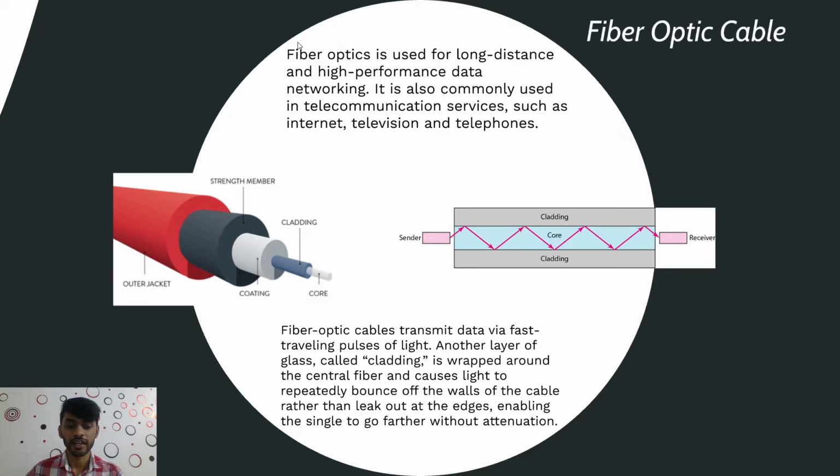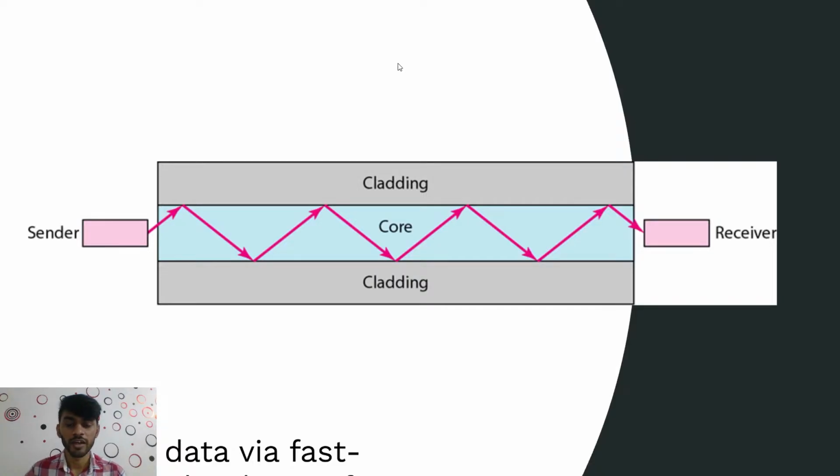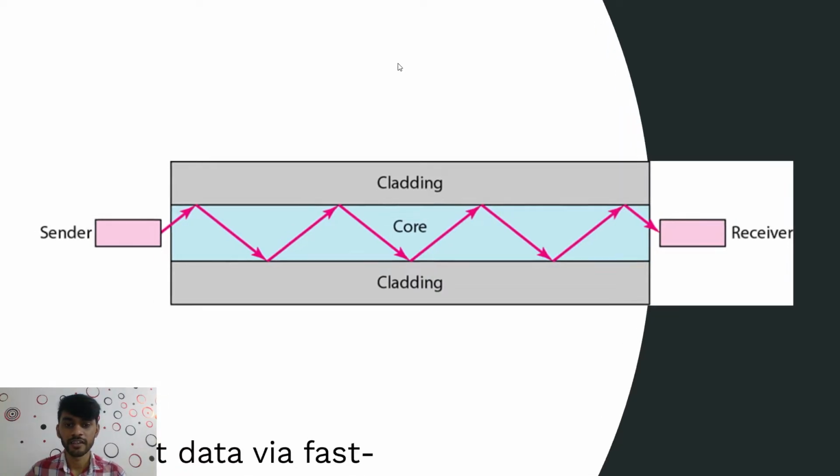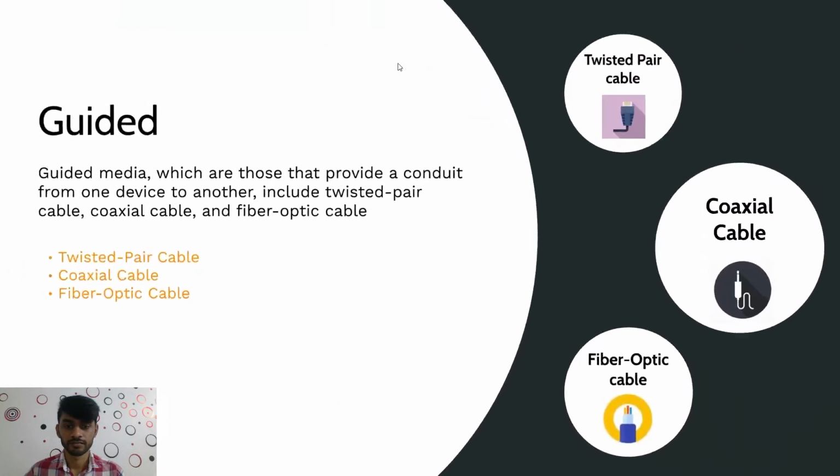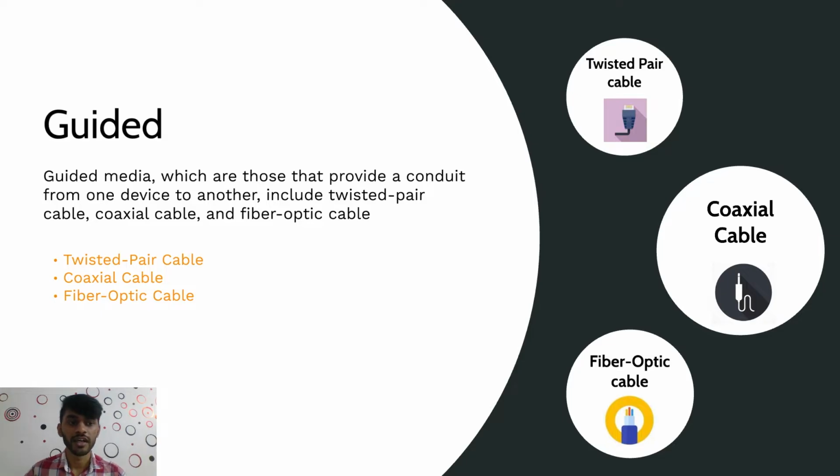Another layer of glass called cladding is wrapped around the central fiber and causes light to repeatedly bounce off the walls of the cable rather than leak out at the edges, enabling the signal to go further without attenuation. This is how a fiber optic cable looks from the inside. It has multiple layers to protect the core from the external factors. So now we are done with guided media.